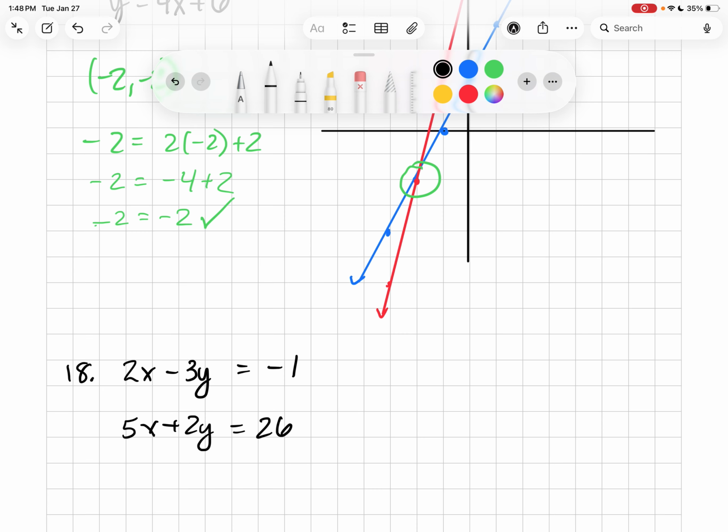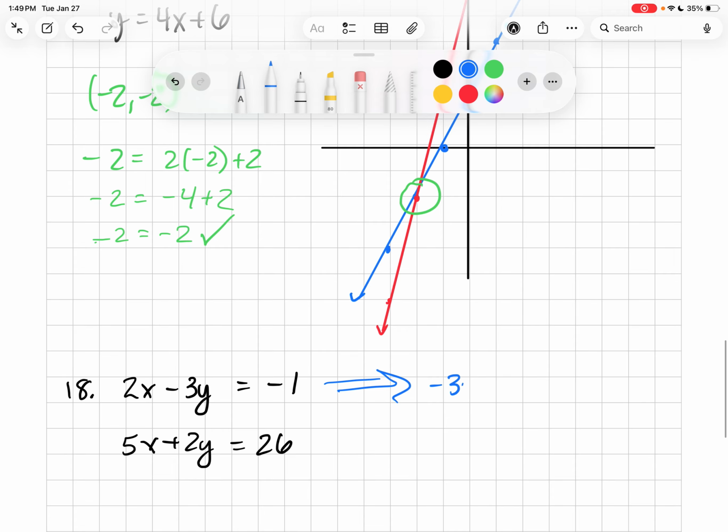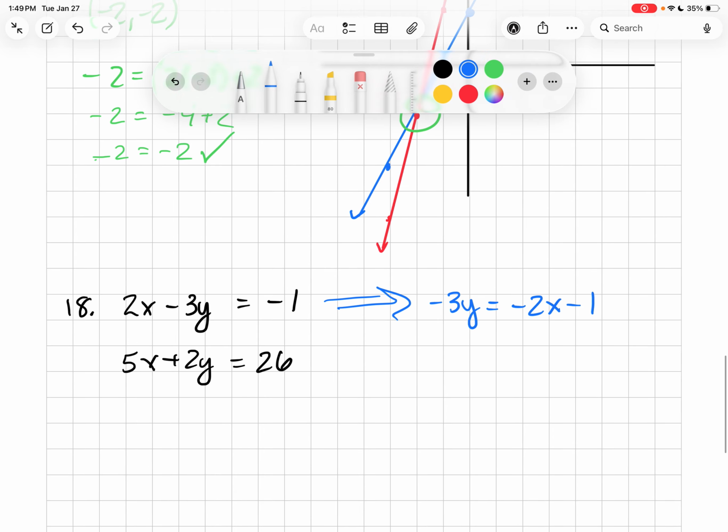All right, so the first thing is, obviously, I can see that y is not by itself in either equation, so I need to get it by itself. So I'm going to move this one over here and do it this way. I'm going to subtract 2x. So that means negative 3y equals negative 2x minus 1. Then I'm going to divide by negative 3. So that means y is equal to 2/3 x plus 1/3.